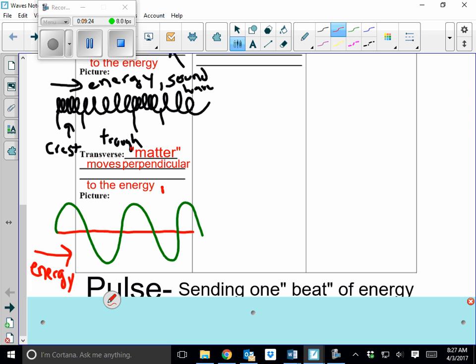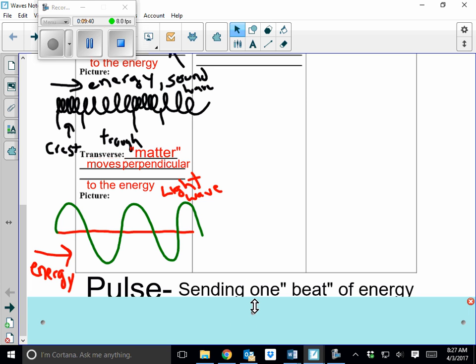Now, a type of transverse wave is a light wave. A light wave is a transverse wave. So the energy is moving still left to right, but the matter is moving perpendicular to it.